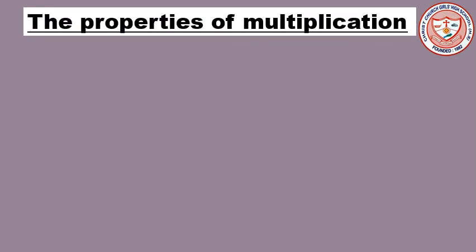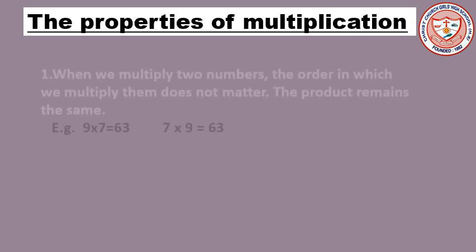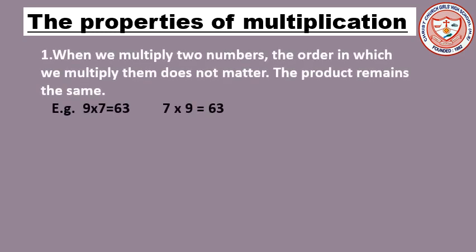Now, let us quickly recall the properties of multiplication. Number 1. When we multiply two numbers, the order in which we multiply them does not matter. The product remains the same.